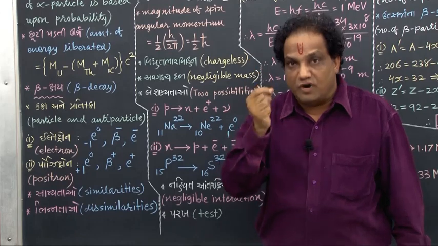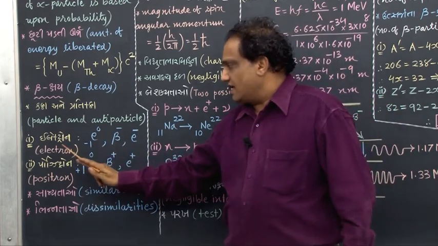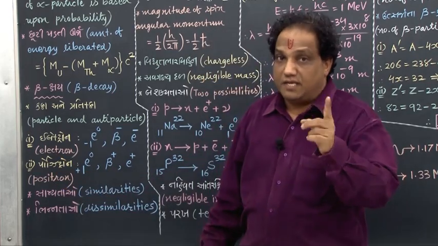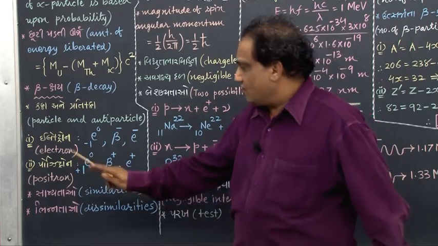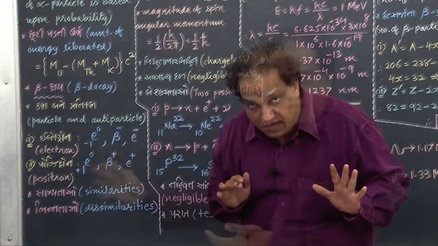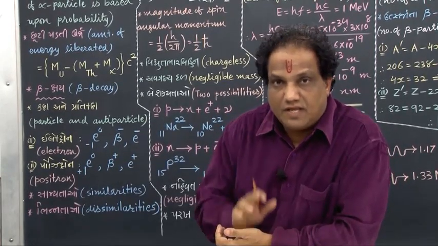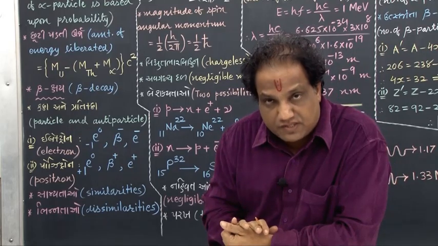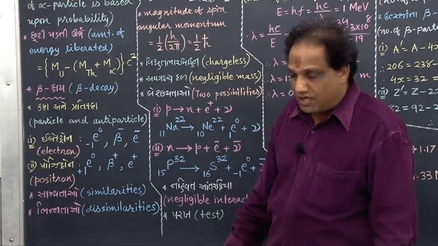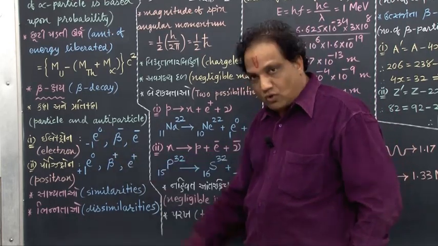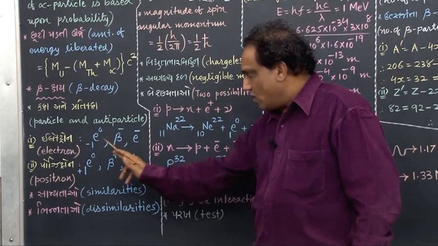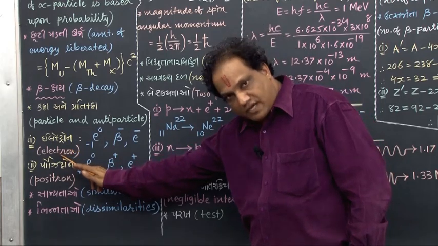Let us see one such pair, known as electron and positron. Electron and positron are the antiparticles of each other. If you take electron as a particle, then positron is its antiparticle. Here in this article, electron will be shown from now onwards by any of these 3 symbols. Which are these 3 symbols? Look here: -1 E 0, or beta negative, or e minus. They all indicate electron.